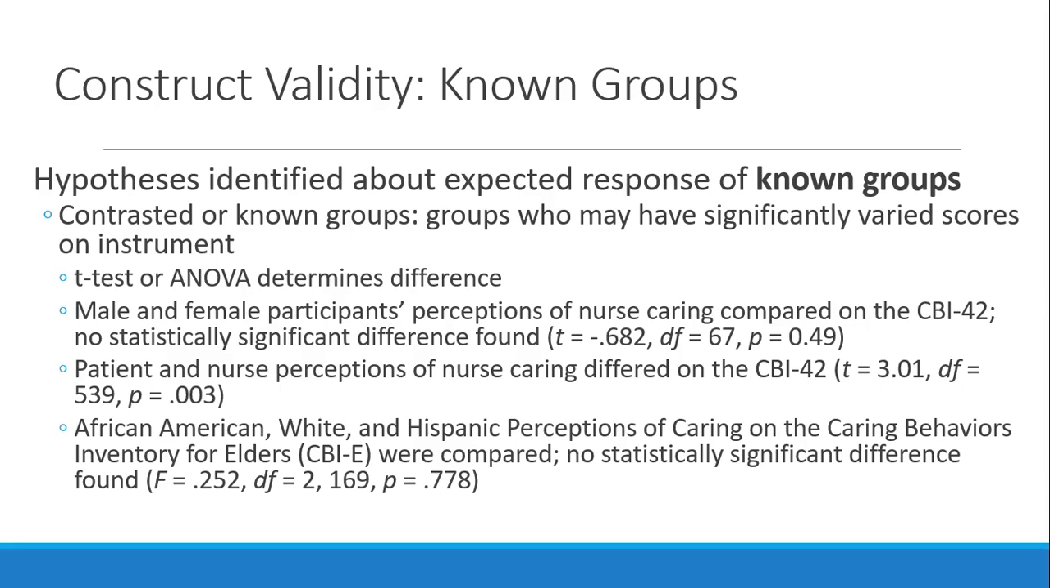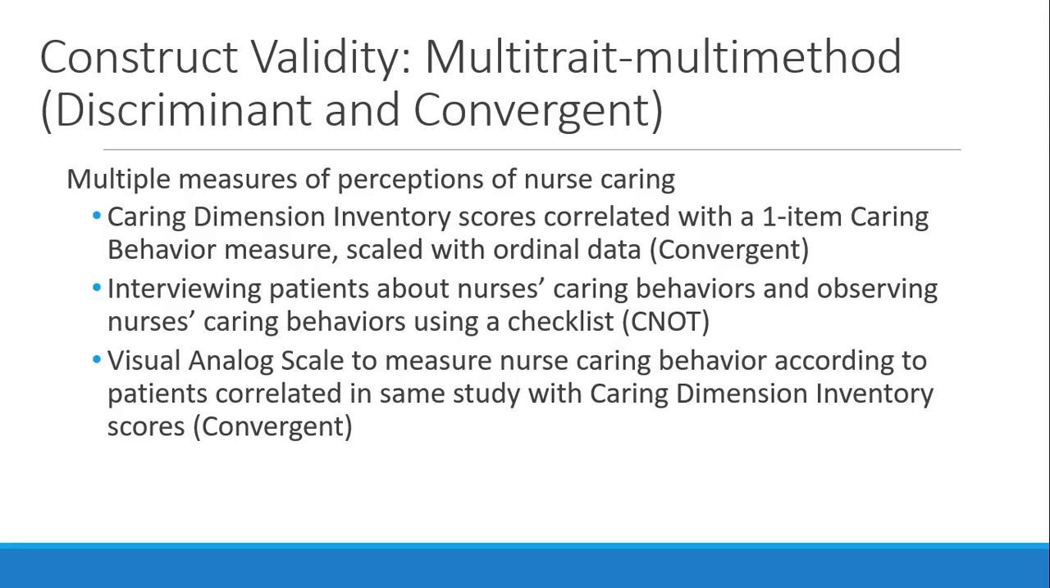And finally, on the Caring Behaviors Inventory for Elders, people were compared by the nominal characteristic of race: American, African American, white, and Hispanic perceptions of caring, and there was no statistically significant difference. You used an ANOVA or an F test to document that.